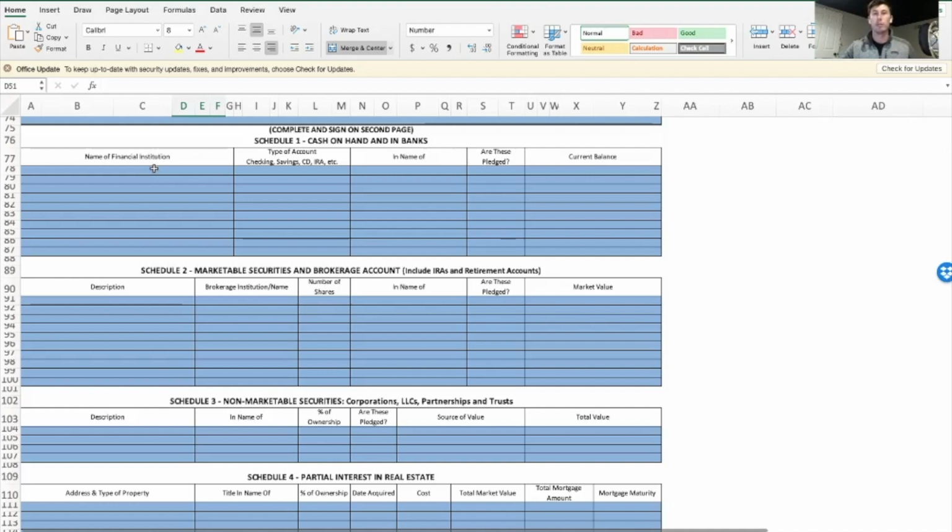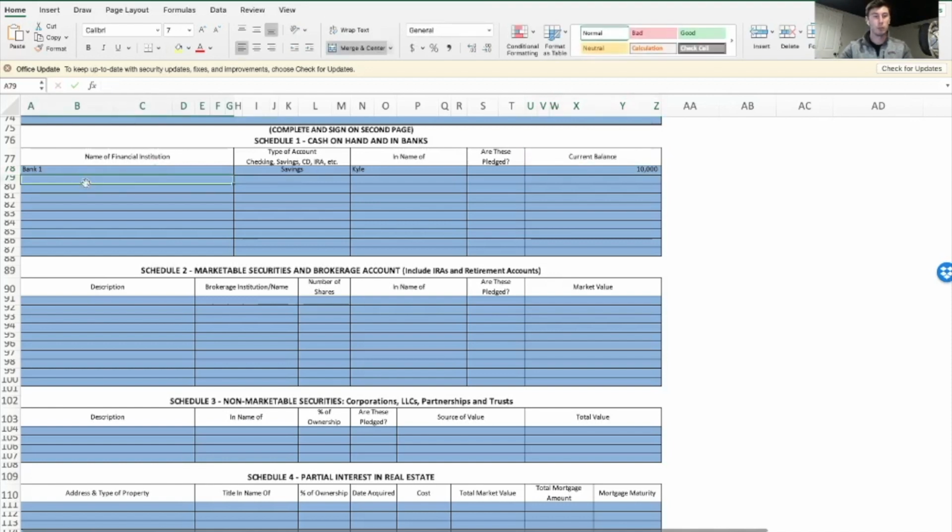So cash in the bank. Let's just go ahead and start filling something out. So let's just call it bank 1, and let's say it's a savings account, in the name of me. Are they pledged? We're not going to worry about that. Current balance. Let's say I have $10,000 in the bank.